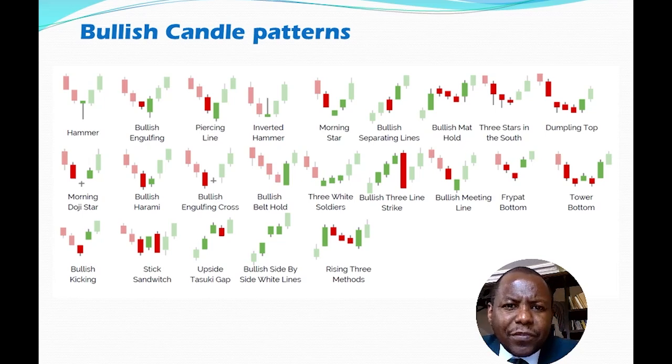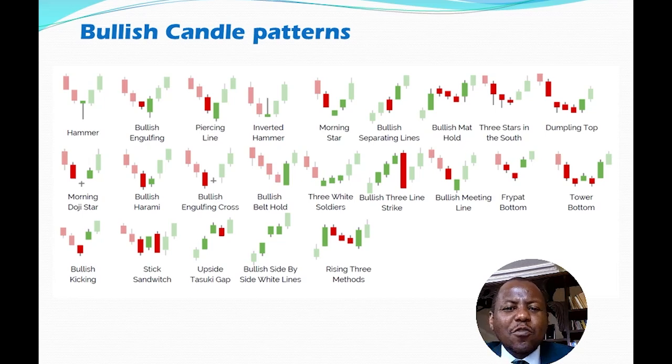The first one there, the first bullish candle pattern, is the hammer. We had mentioned it. We went on to talk about the bullish engulfing. I'm on the same row. Then the third there is piercing line. We have inverted hammer. We had that one in our presentation. We can go ahead and see the morning star, which we already saw. We have the bullish separating lines. There's the bullish mat hold. There are others that we hadn't talked about, like this one. Then there's the three stars in the south. There's the dumping top.